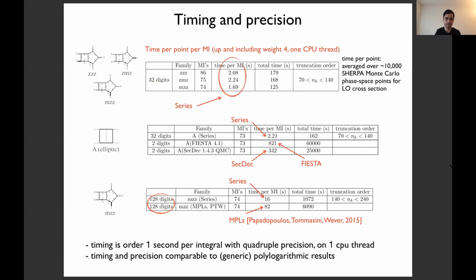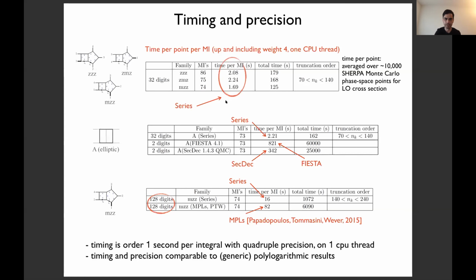All right, so this is the slide that characterizes the typical timing and precision of this approach. Let me start with this first table, where we show the average time to compute one master integral in one physical point, up to 84 on one CPU thread. Here I'm considering quadruple precision, so already a relatively high precision. As you can see, the timing is of the order of 1 second per master integral.